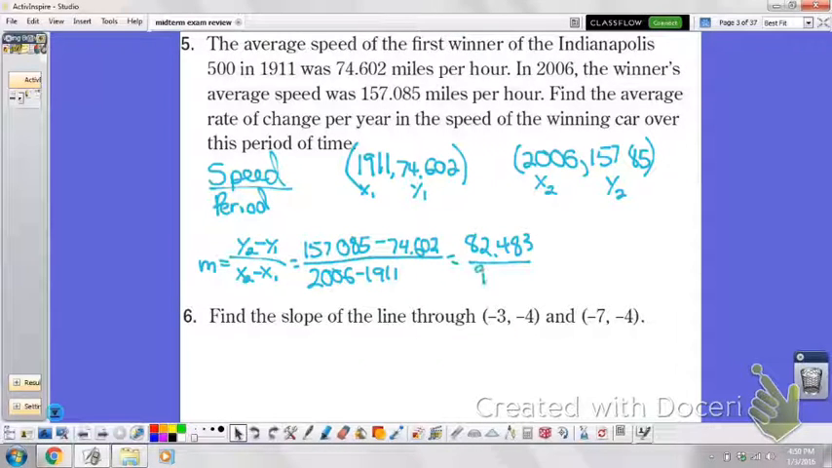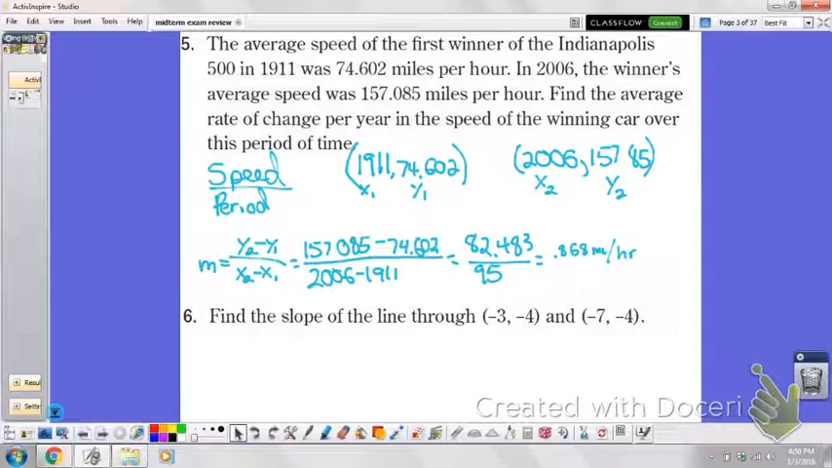over 95. And whenever you type that in your calculator, you will get 0.868 miles per hour. So the rate of change per year was 0.868 miles per hour.